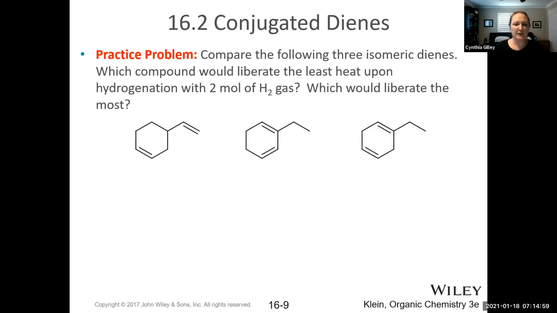Compare the following 3 isomeric dienes. Which compound would liberate the least heat upon hydrogenation with 2 moles of hydrogen gas? Which would liberate the most? Go ahead and think about it, pause the video, and when you're ready, we'll go over it.